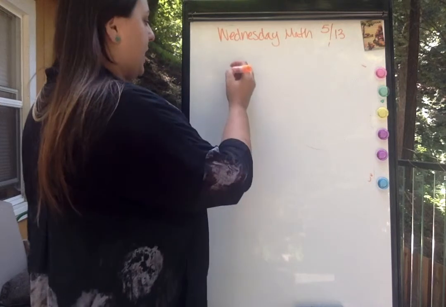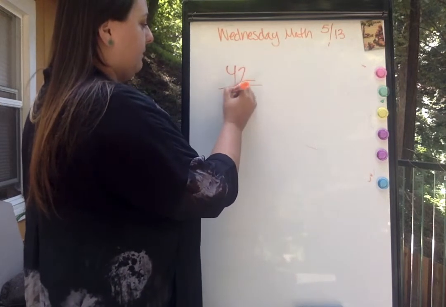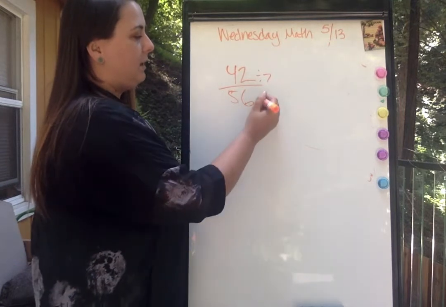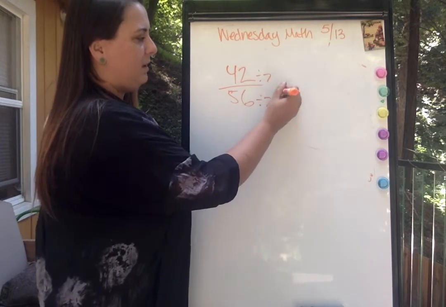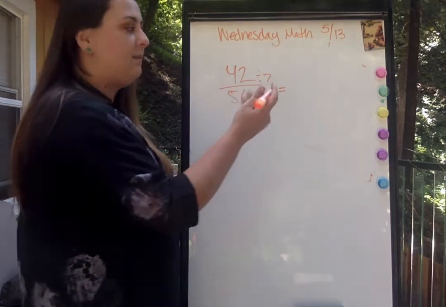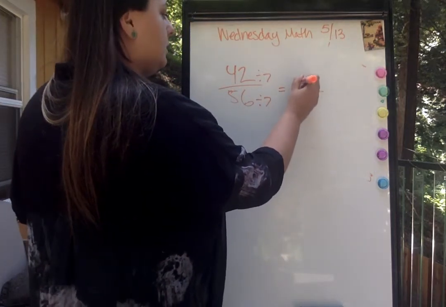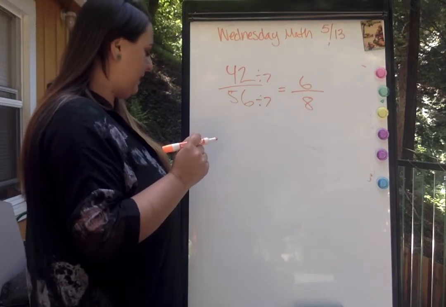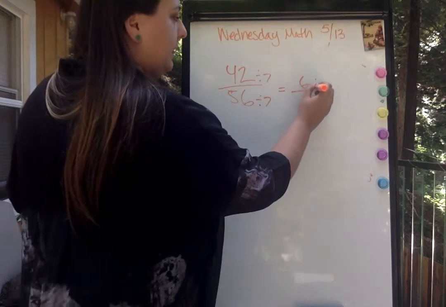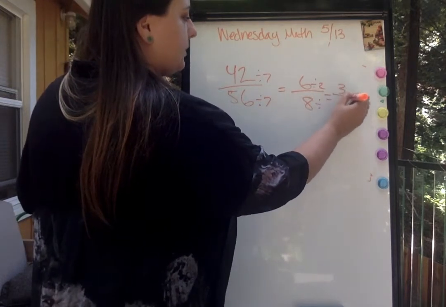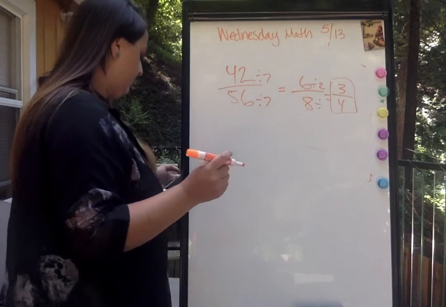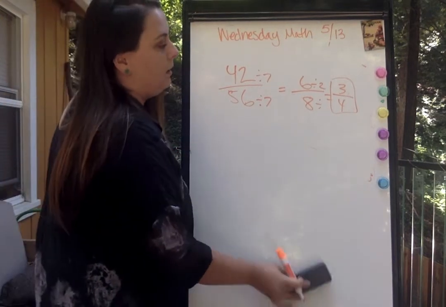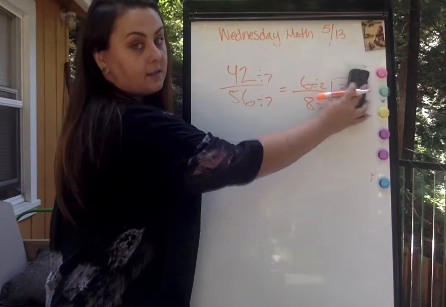Now we can simplify the fraction 42/56. Well, we just figured out that we could divide 42 by 7. Can we divide 56 by 7? Think to yourself, 7 times what is 56? 6/8. But can we simplify that even more? If we divide each of these by 2, it's going to give us 3/4. Easy peasy, lemon squeezy. Know your math facts, kids.